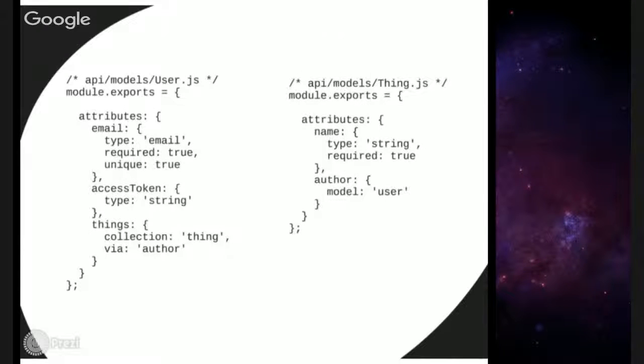This is an example of what our models are going to do. It's got an email and access token field for user. Things, this is how you define a many-to-one relationship. Users have a collection of thing models via the thing author property and it just relates to. So it keeps track of all of that for us.